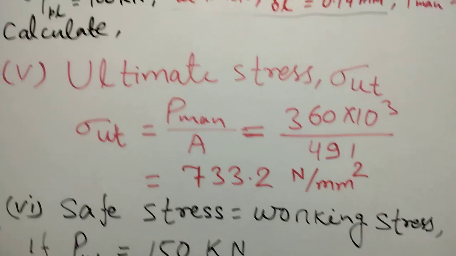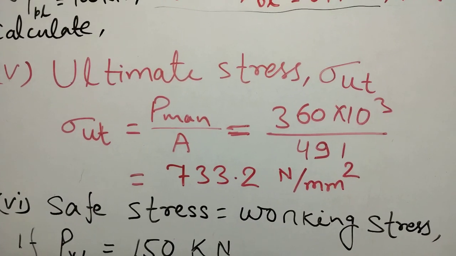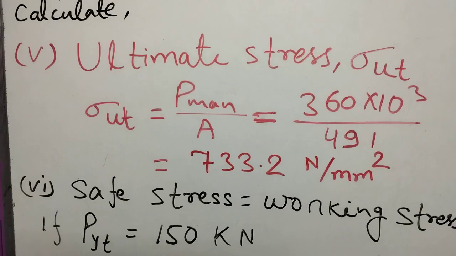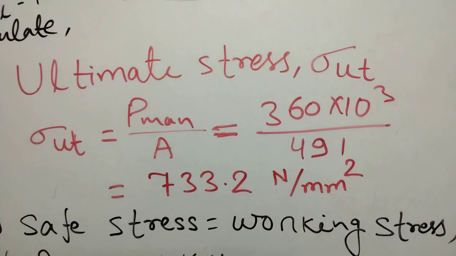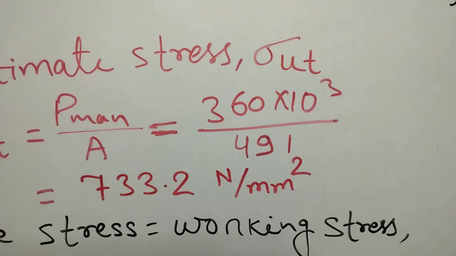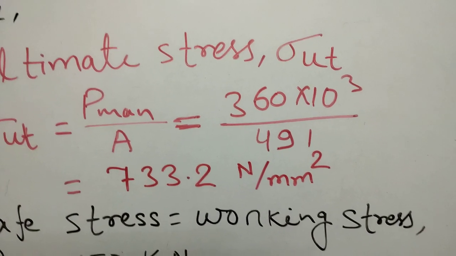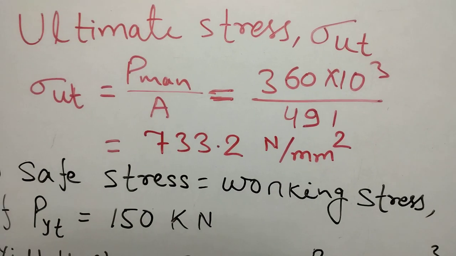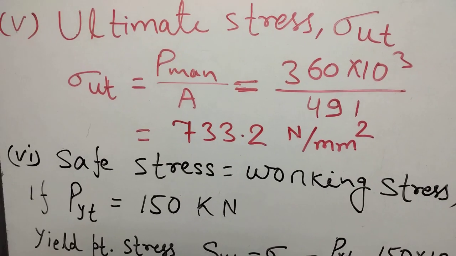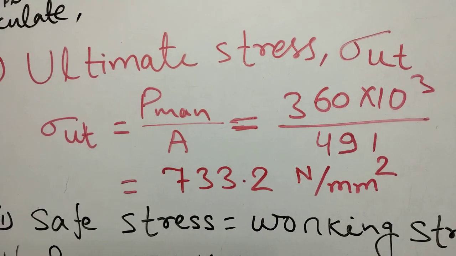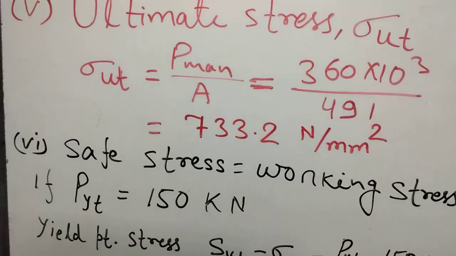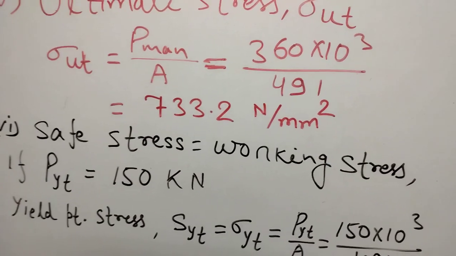Now we find the ultimate stress, sigma UT equal to P maximum divided by original area. Therefore 360 into 10 to the power 3, which is the maximum load on the mild steel bar, divided by 491, and we get 733.2 Newton per millimeter square. This is the maximum stress on the bar.